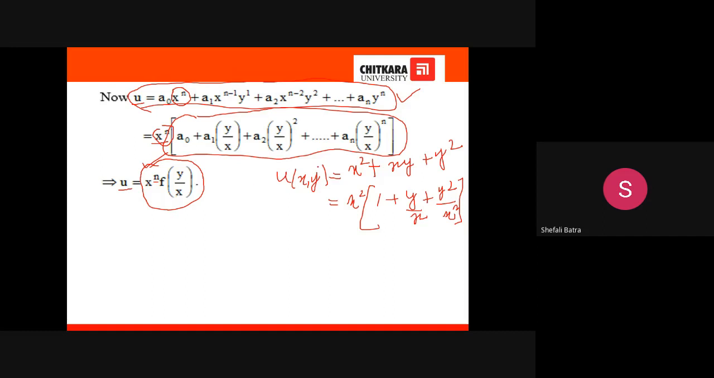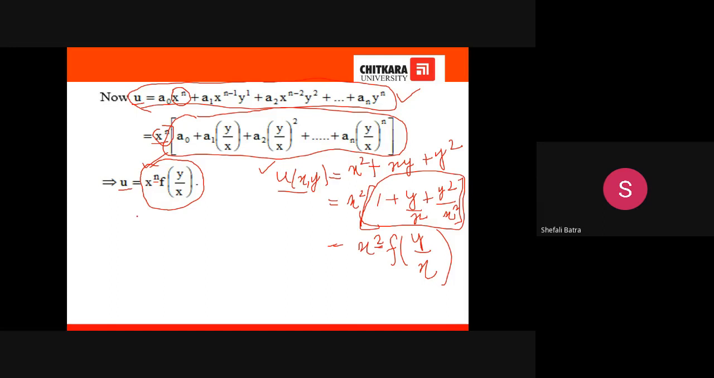Let us take this example, u of x comma y is equal to x square plus xy plus y square. I can rewrite it in this form, and finally I can write it as x square, and this is a complete function of y by x. If I'm able to express the given function in this form, then I can say that this u is a homogeneous function with the degree 2 in variables x and y.